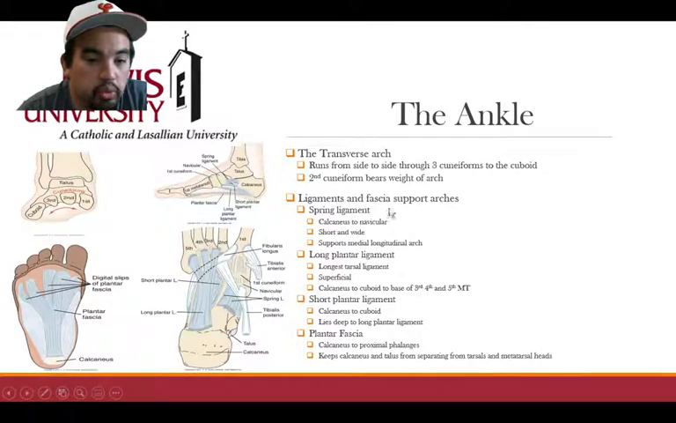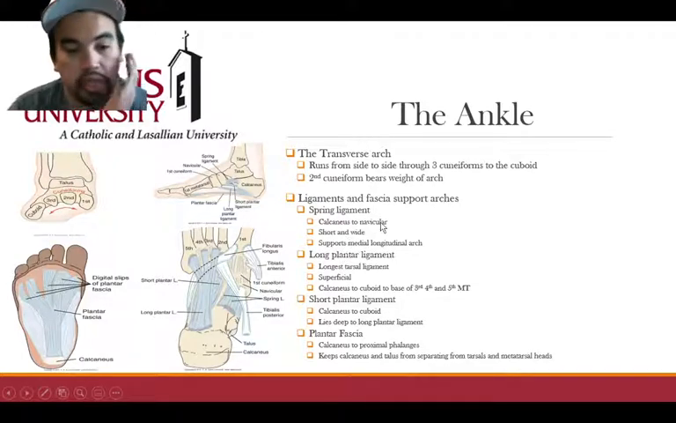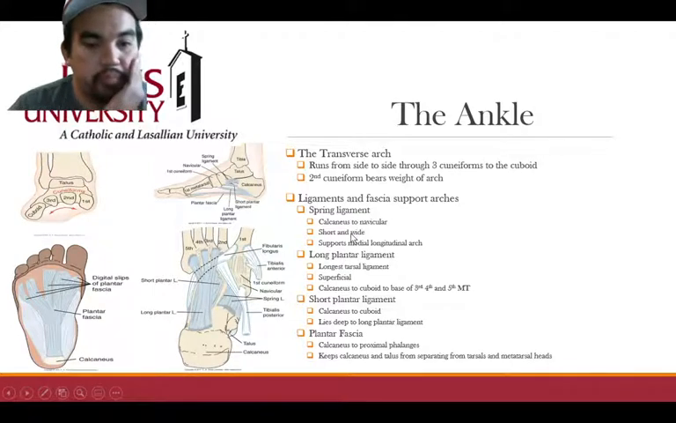Ligaments and fascia support these arches. The spring ligament we mentioned earlier really helps support that medial longitudinal arch, right? So sometimes that could be torn, and we figure out why that is, or it's stretched, right? We need to shorten it, make it tighter to help support that medial arch if we have a navicular drop, and we need to figure that out.